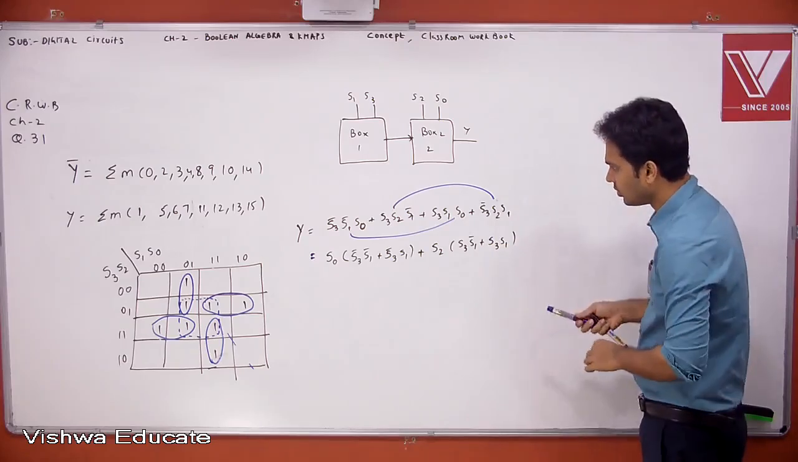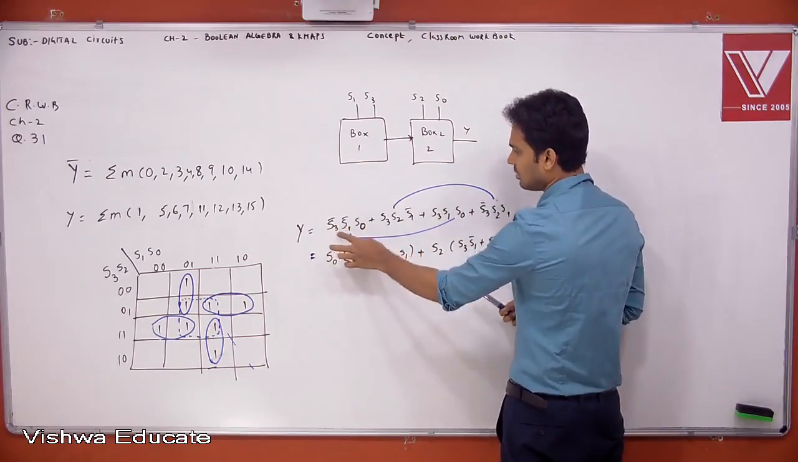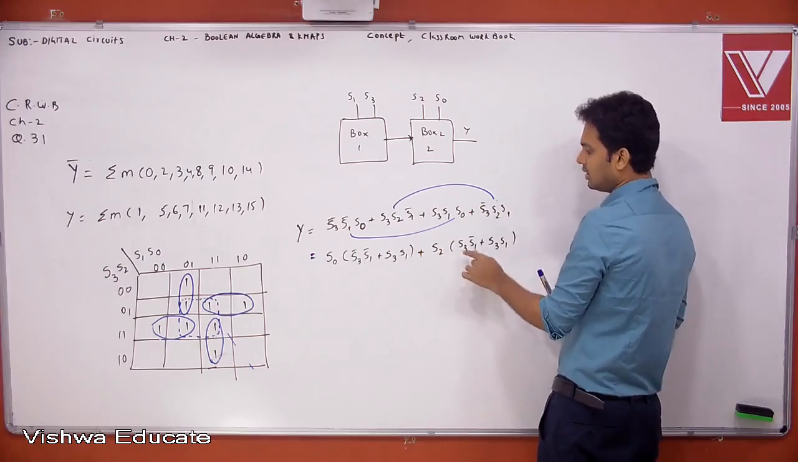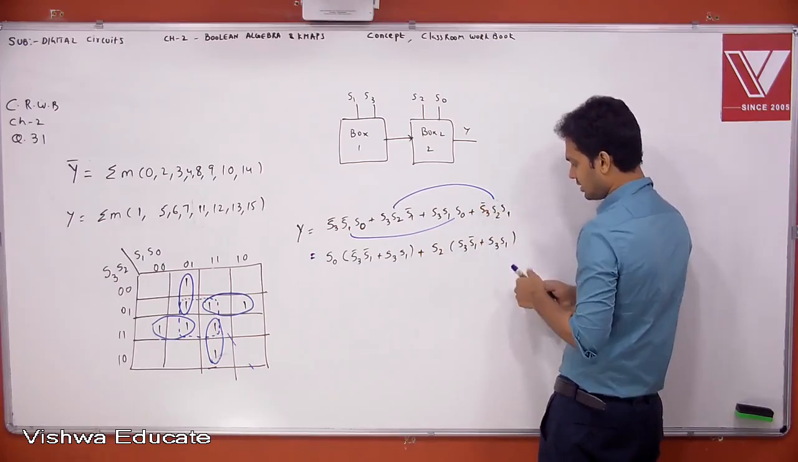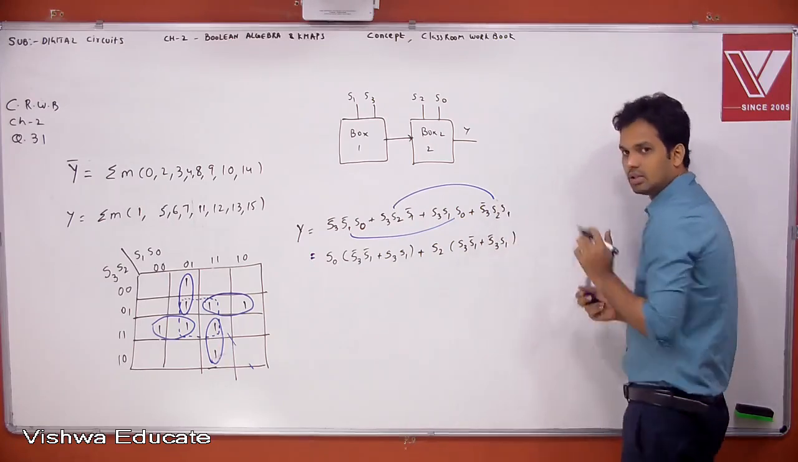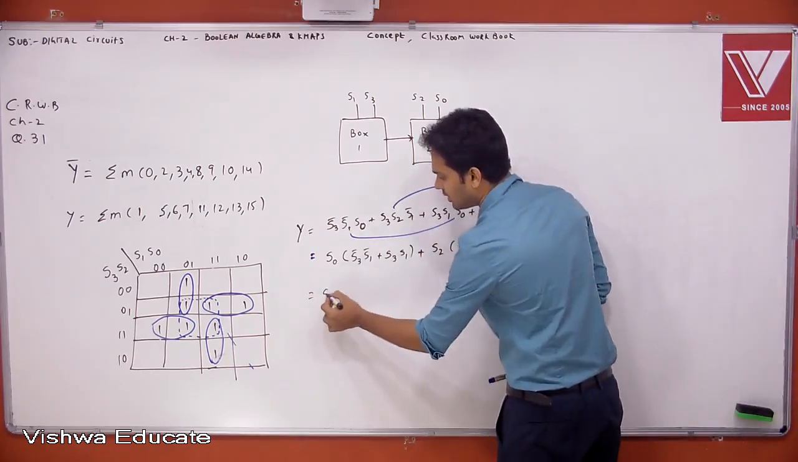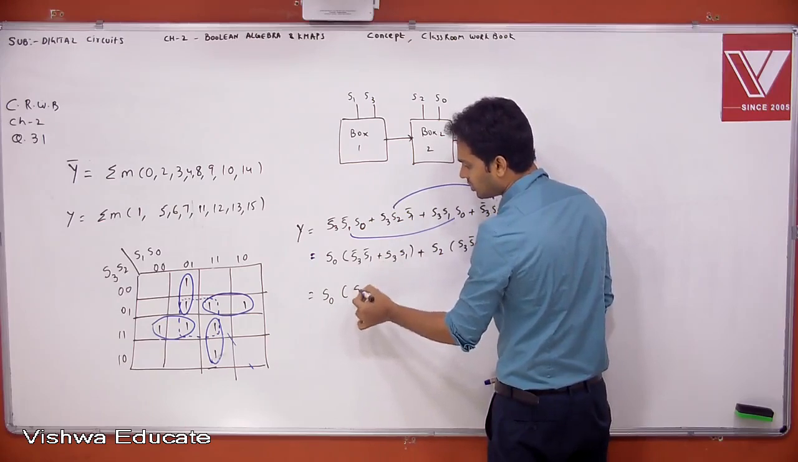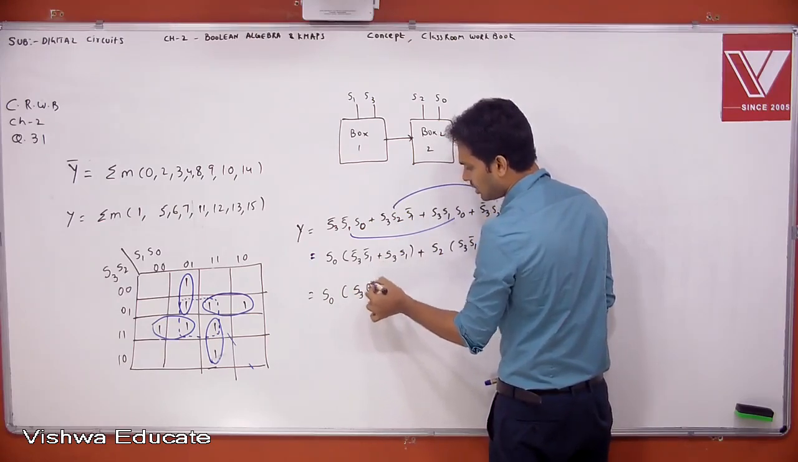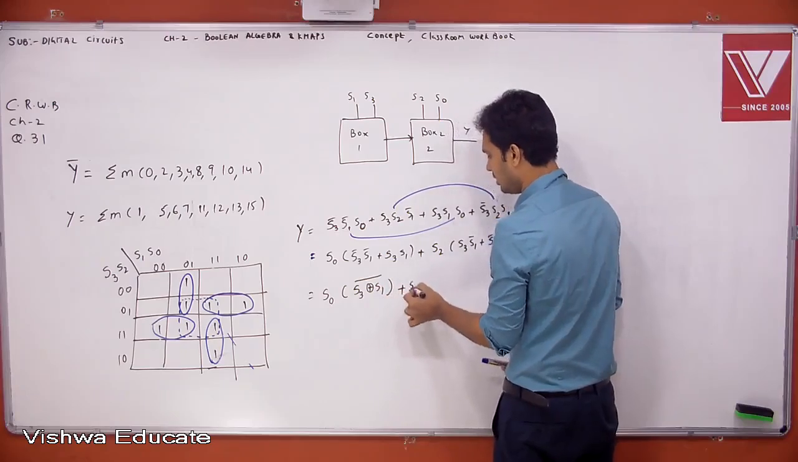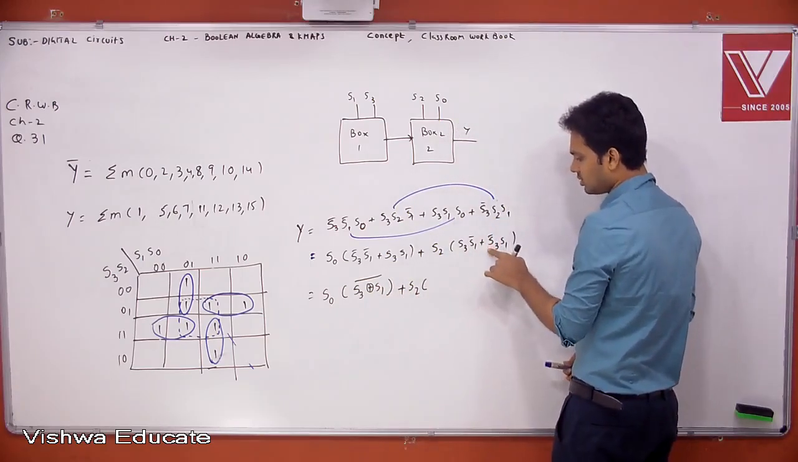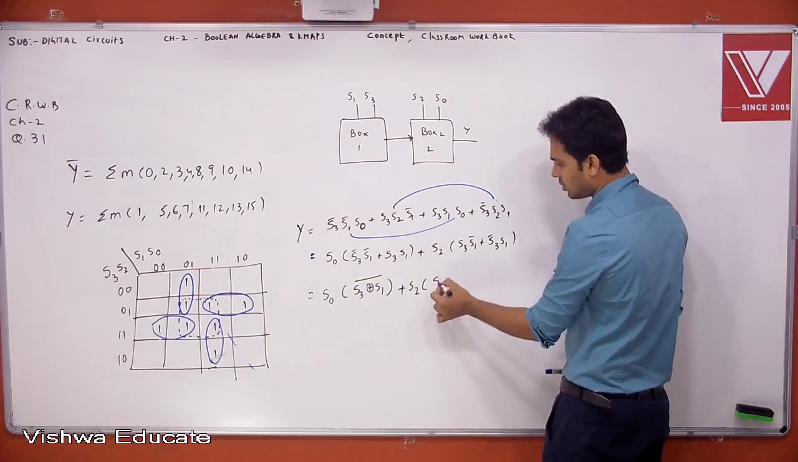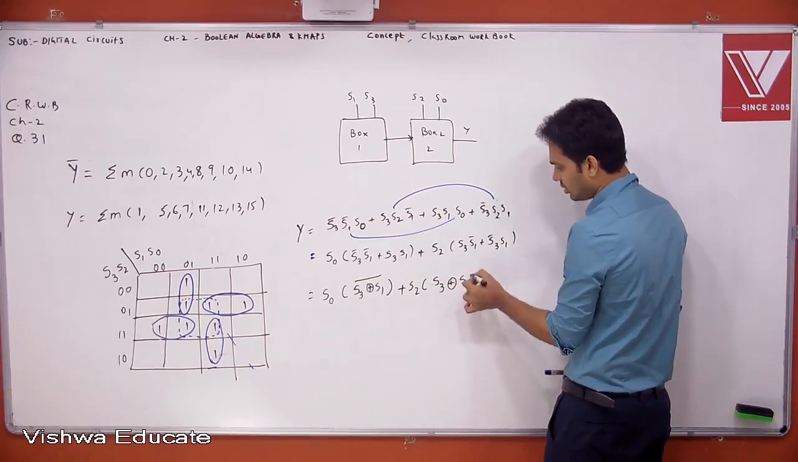Now, what is that? If you take S0 common here, it is S3 bar S1 bar plus S3 S1. Here, if you take S2 common here, it is S3 S1 bar plus S3 bar S1. Right. Now, in this case, it is equal to S0 into A bar B bar plus AB, which is A XOR B whole bar. So S3 XOR with S1 whole bar plus S2 into A bar B plus AB bar. AB bar plus A bar B is nothing but A XOR B. So S3 XOR with S1.